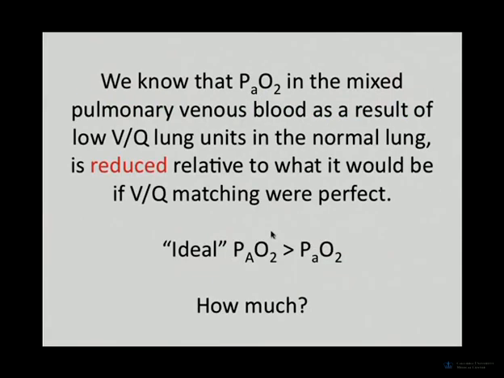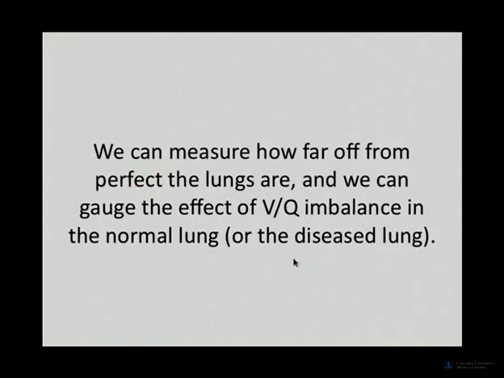We know that the PaO2 is, as a result of this physiologic mismatch, dragged down a little bit relative to what it would be if the VQ matching were perfect. So we call this ideal PaO2, and we calculate it using the alveolar gas equation. So how much is the final blood mix dragged down by this little bit of physiologic mismatch? We can measure it. And the way we measure it is with a radial artery stick or a femoral artery stick and a blood gas and the alveolar gas equation. Okay?